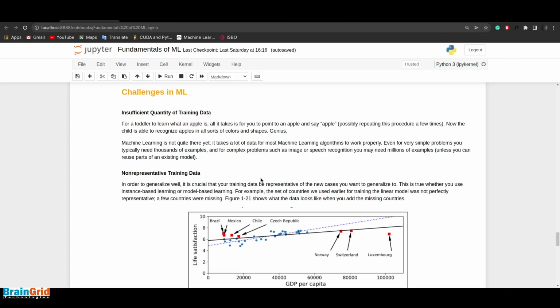I know ML has exploded because of the vast availability of data. However, that data is not fine-tuned, or is not in the way that we or the machine learning model expects it to be, right? So the first one is insufficient quantity of training data. It is pretty much self-explanatory, in the sense that here we talk about an example. So let me just read that.